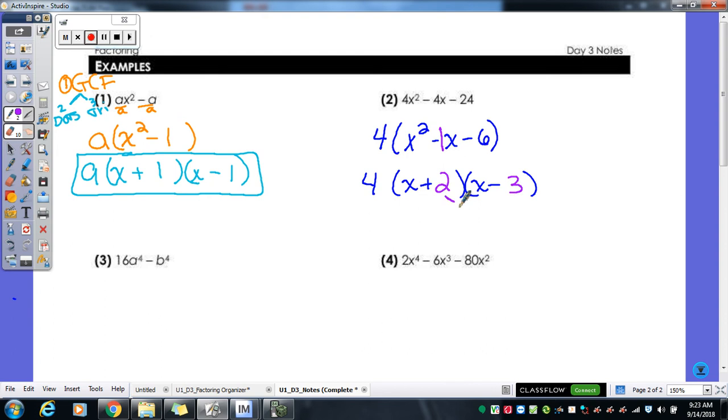So again, if I do my little smile, that's 2x. Big smile, that's negative 3x. Combine those and we get negative 1x. So that is what we wanted.